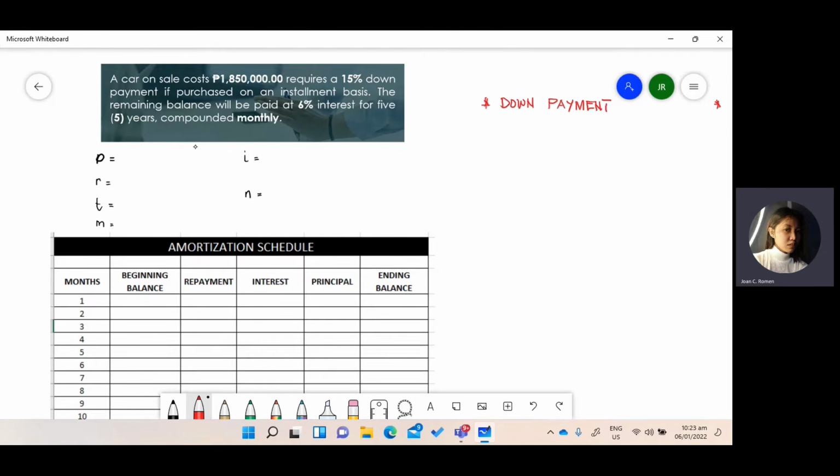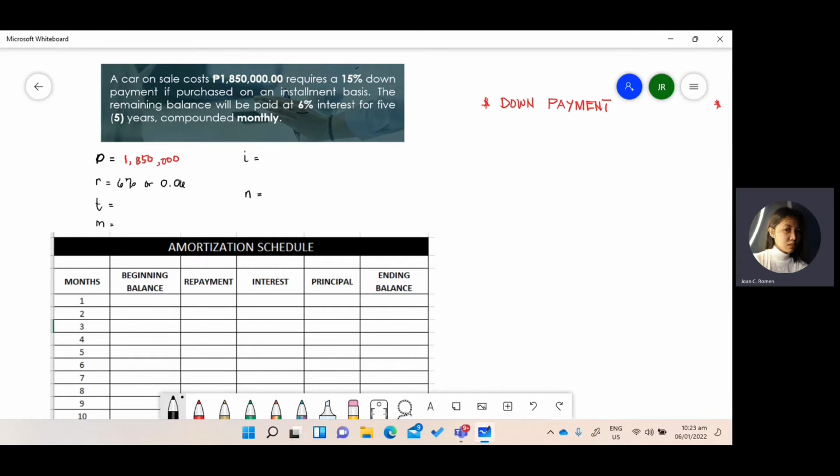So, the value of P is 1,850,000. And then the value of R, which is the annual interest rate. Ngayon meron tayong 6% dito. So, alin dito yung annual interest rate? Again, analyze natin mabuti. So, the annual interest rate here is 6%. Once na kinonvert natin to into decimal, that is 0.06.